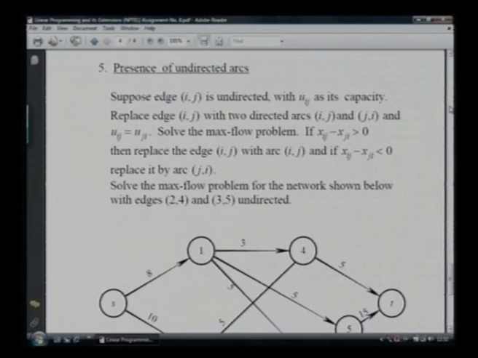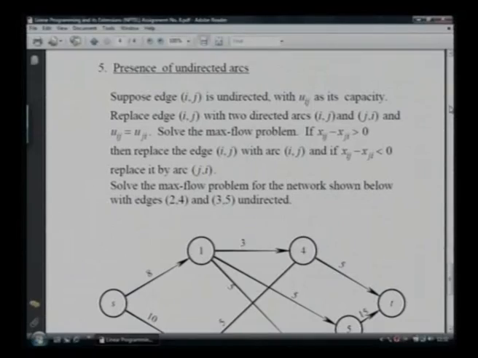Now problem 5, when you have the presence of undirected arcs. It's possible that for some arcs you have not specified the direction in which they can be used. So the idea here is that you replace the undirected arc ij, which has a capacity of uij units, by two directed arcs ij and ji, and make the capacities of both the arcs uij equal to uji, which is given to you.